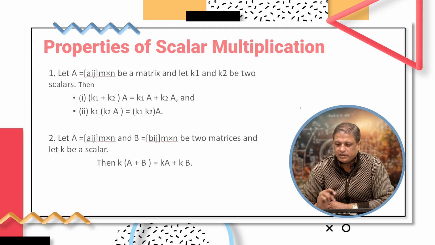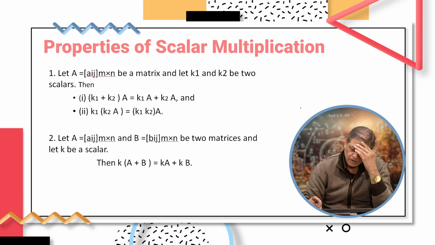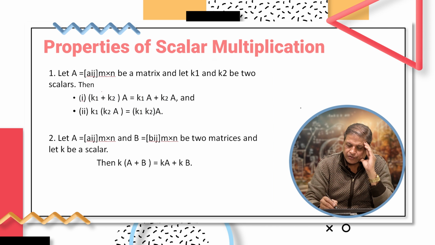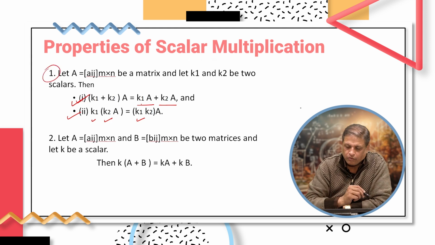Now let's extend our discussion to the properties of the scalar multiplication. There are two simple properties. Say if k1 and k2 are two scalar values, then k1 plus k2 into A will be equal to k1A plus k2A. It is very simple. Similarly, k1 into k2A will be equal to k1 k2 into A. These are the two important sub properties of property number 1.